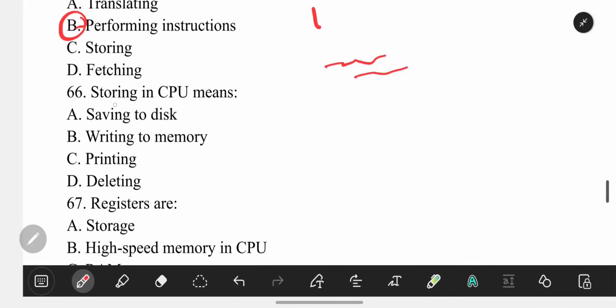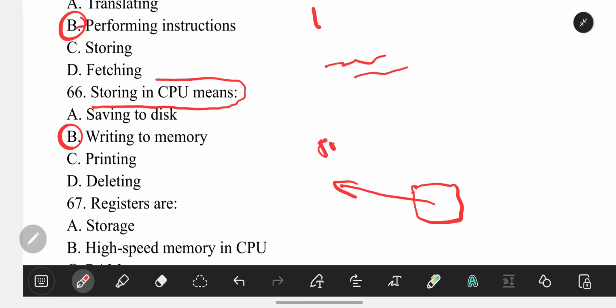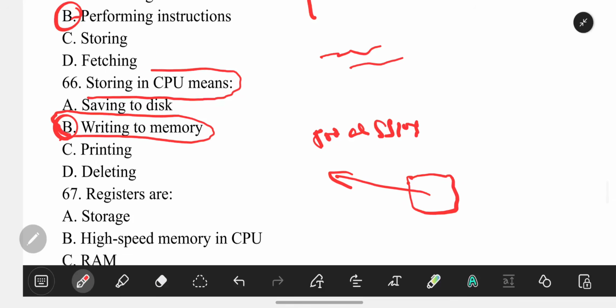Then we have storing in CPU means. This one is writing to memory. So get the difference. Reading is you getting data from memory. If you're getting data from memory, that is reading. Then writing is you storing in CPU. That means after you process everything, you execute and all that, you make some changes. That is now you writing to memory because you have changed the data that you received.